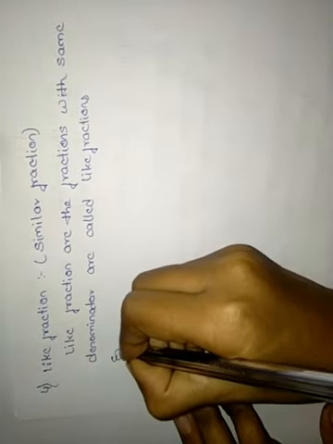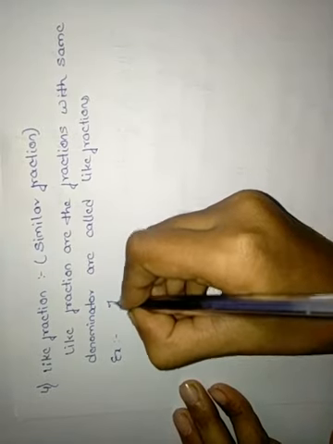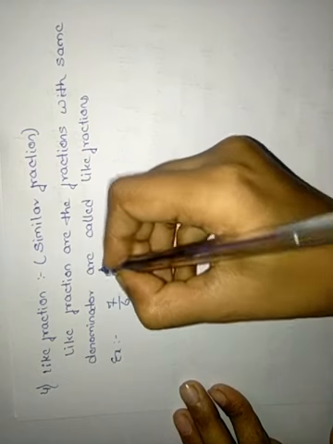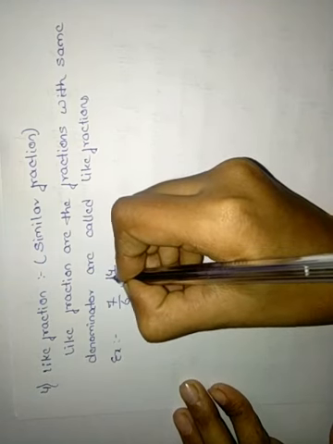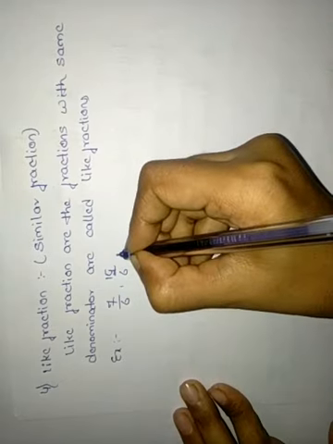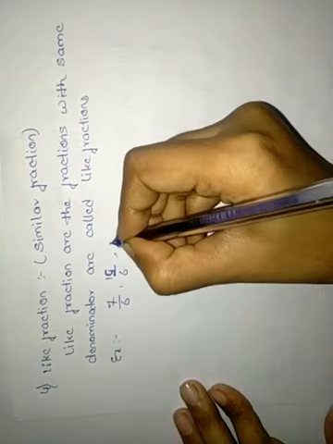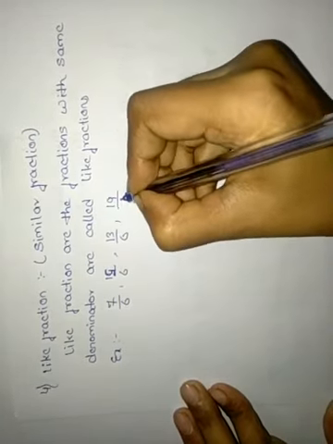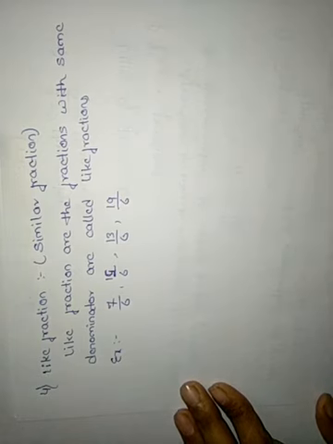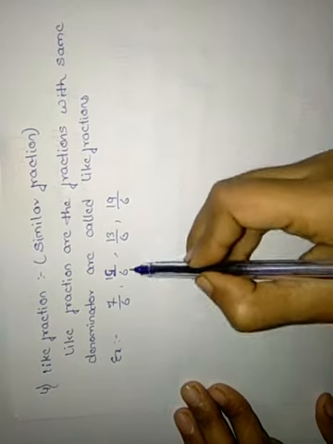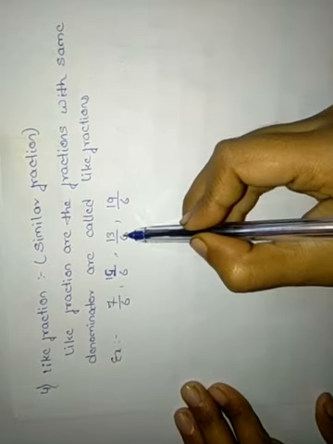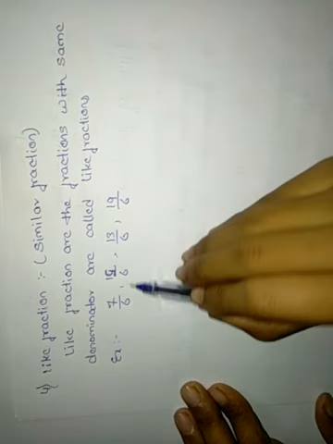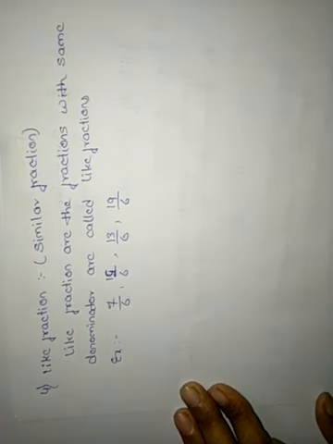Let us take some examples for like fractions. 7 by 6, 15 by 6, 13 by 6, 19 by 6 are the examples for like fractions here. Yes, you can observe the denominator. The denominator of all these fractions is 6 only, means same denominator, right? So such type of fractions are called like fractions.